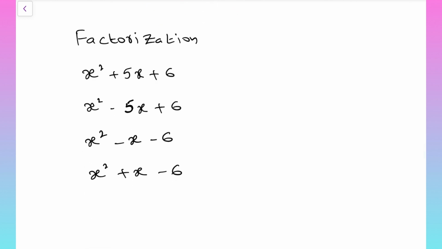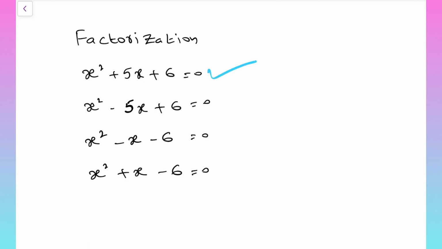Next one, factorization of the quadratic equation, or else finding zeros or roots of the quadratic equation, or else splitting the middle term into two terms. In this I am going to explain with 4 types of questions.